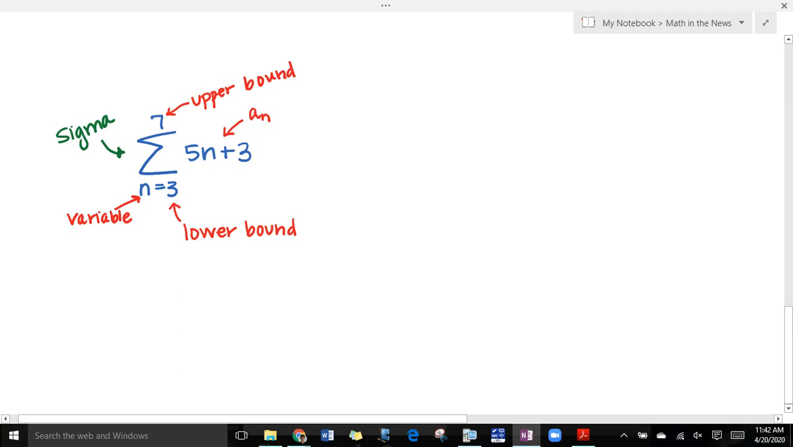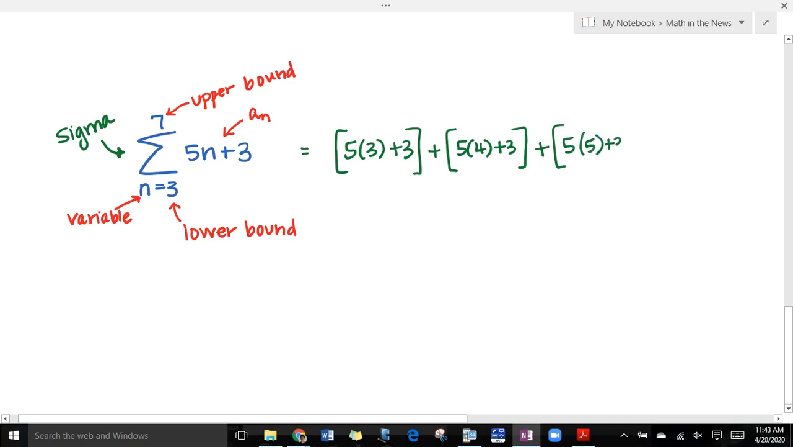So this tells me with my a_n, or my expression of 5n plus 3, I'm going to start by plugging in the number 3 to my expression. Let's go ahead and do that. When I plug in the number 3, I would have 5 times 3 plus 3, and that is the first term in my sum. Then I'm going to add to that the next term in my sum. If I've started with the number 3, I'm going to work my way up to 7. So next would come 4. Now if I plug in 4 for n, I would have 5 times 4 plus 3. Now I'm going to go to 5. If I plug in 5, I would have 5 times 5 plus 3. And then 6: 5 times 6 plus 3.